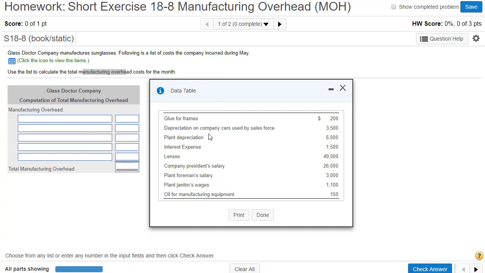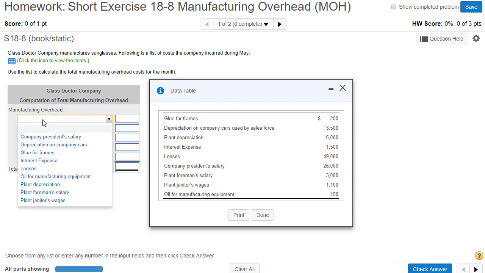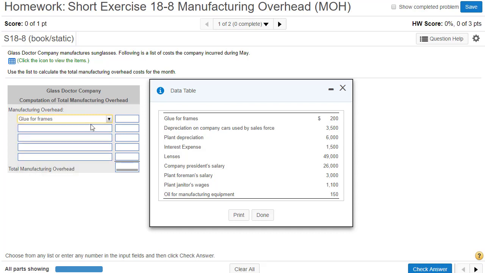All right, let's go through these one at a time. So glue for frames, that is an indirect cost, and that's technically indirect material. So that's manufacturing overhead.